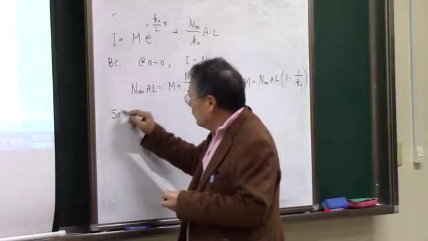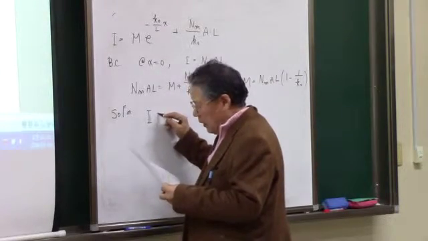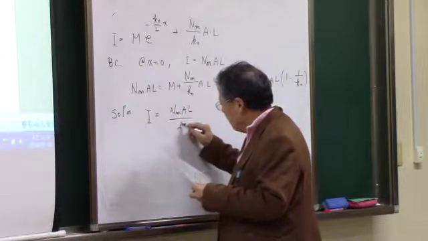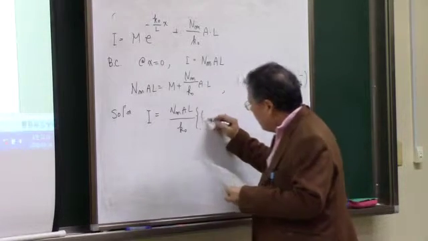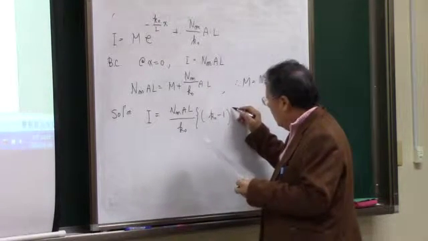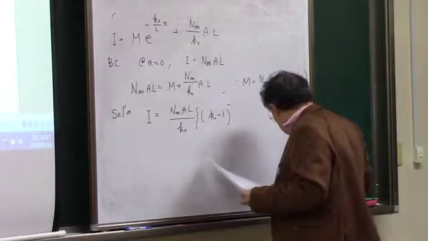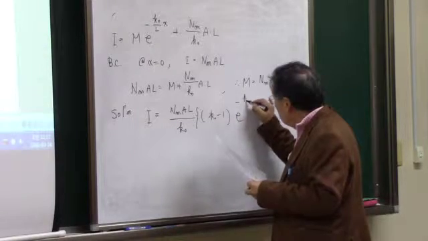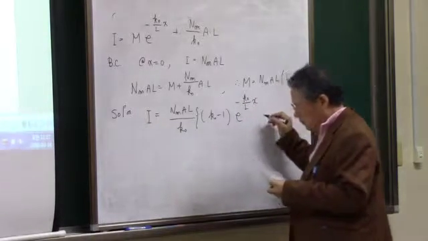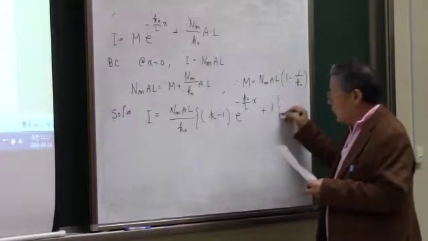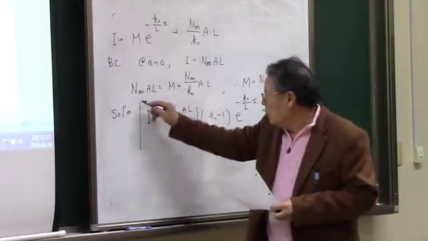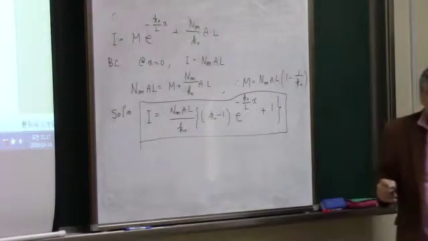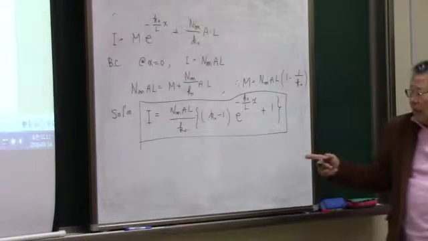So the solution is going to be N is equal to N MAL over K naught, minus 1, minus e to the minus K naught over Lx, plus 1. Okay. So this is a little bit different from what we have in the Czochralski case.